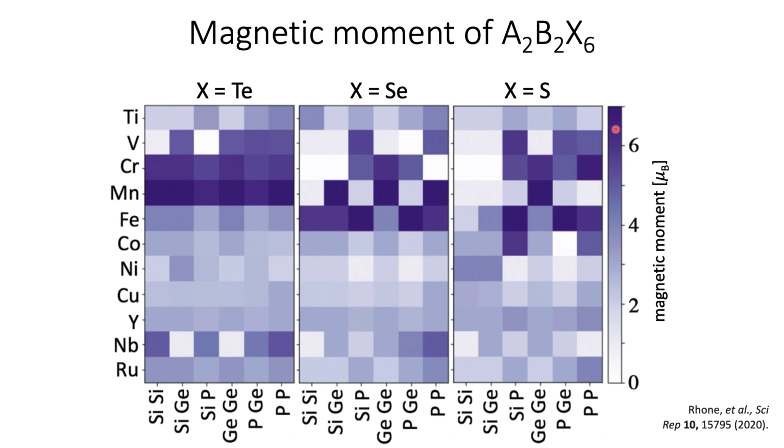The color now represents the magnetic moment. The darker the color, the larger the magnetic moment. We take chromium 2, germanium 2, tellurium 6. We know that if you substitute one chromium for one manganese, we get a little bit darker square, which means that we can increase the magnetic moment. You might notice that there's a pattern in these data that varies across the X sites and across the A sites and B sites. And the hope is that we can get a machine learning model to learn this pattern and exploit that pattern for quantitative predictions of the magnetic moment in this case.